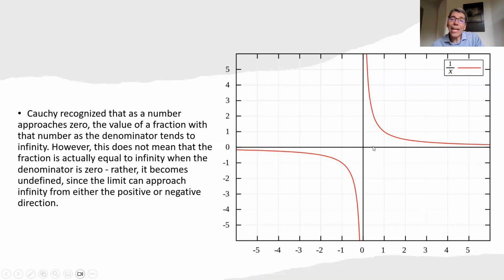The closer that I get x to 0, the higher that this is going to go, and it's going to tend towards infinity. So if I approach division by 0 from one side, I'm going to get all the way to infinity. But if I approach the division by 0 from the negative side, I'm going to get to minus infinity.